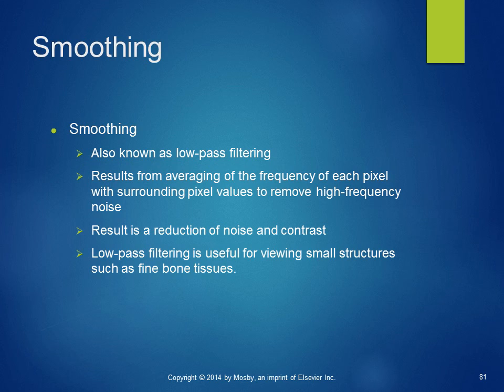Smoothing. Smoothing is also known as low-pass filtering. This results from averaging of the frequency of each pixel with surrounding pixel values to remove high-frequency noise. It results in a reduction of noise and contrast. Low-pass filtering is useful for viewing small structures such as fine bone tissue.